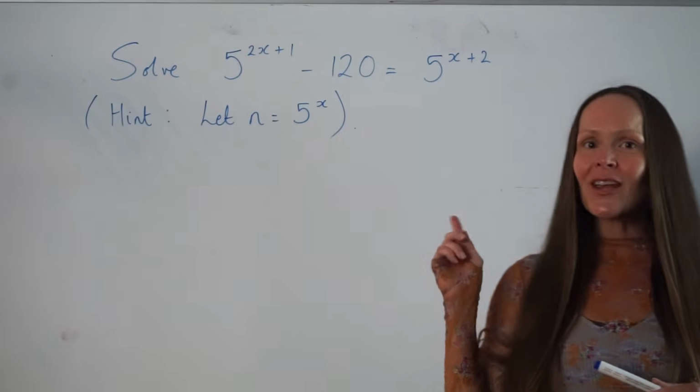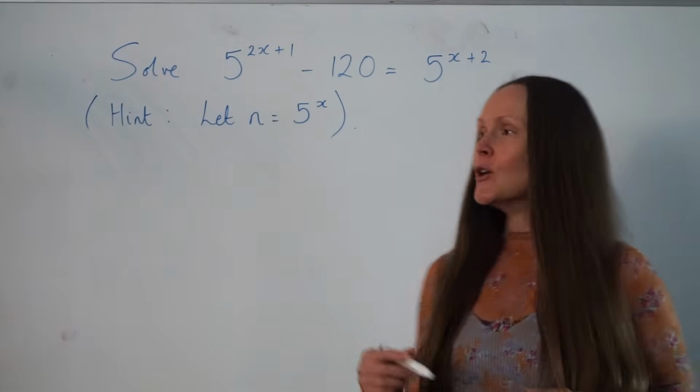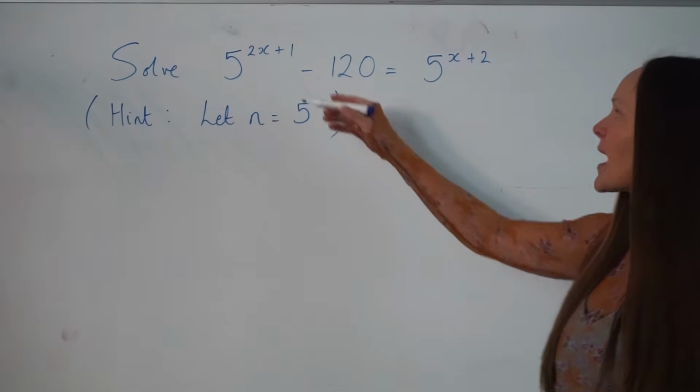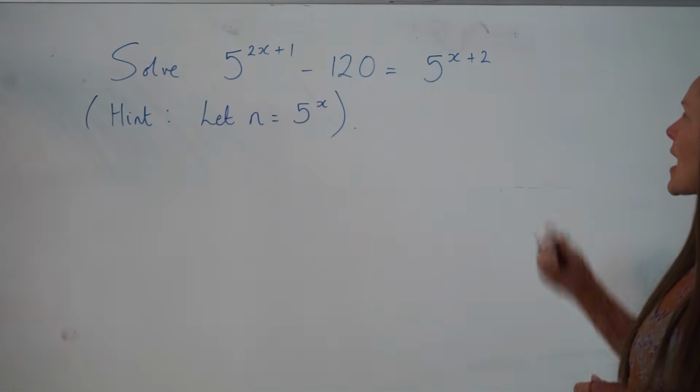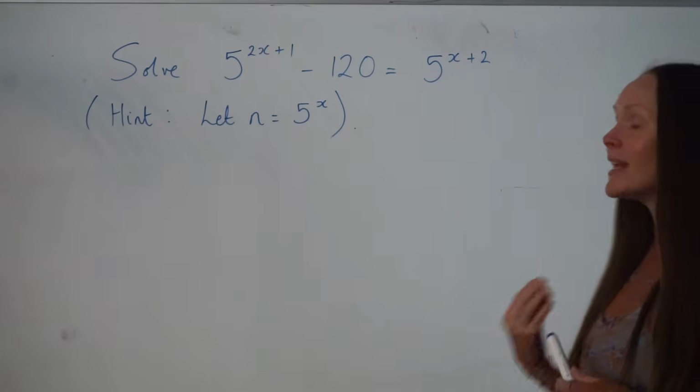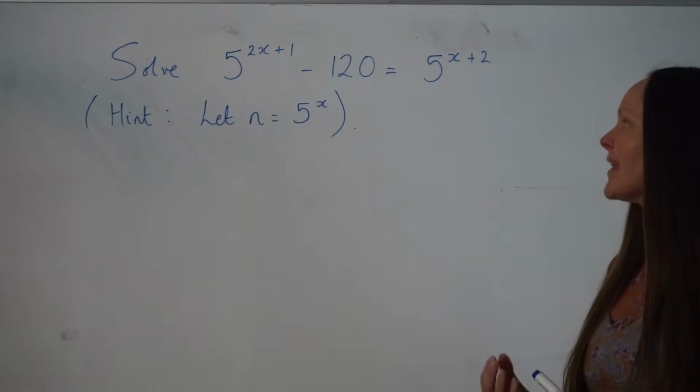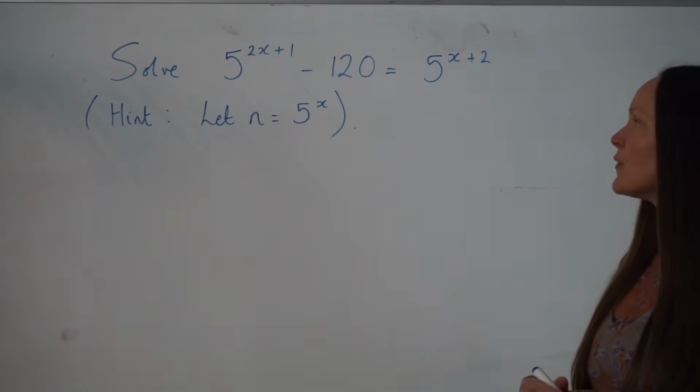In this video, I'm going to show you how to answer this exam question. So we need to solve 5 to the power of 2x plus 1, minus 120, equals 5 to the power of x plus 2. And we're even given a hint. It says let n equal 5 to the power of x.